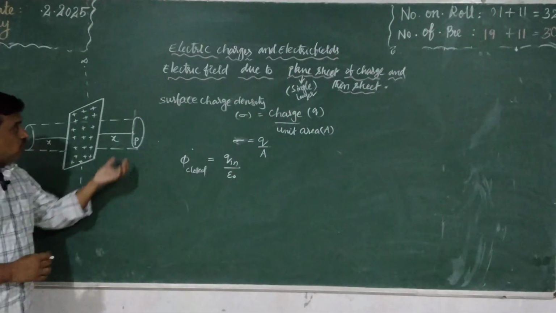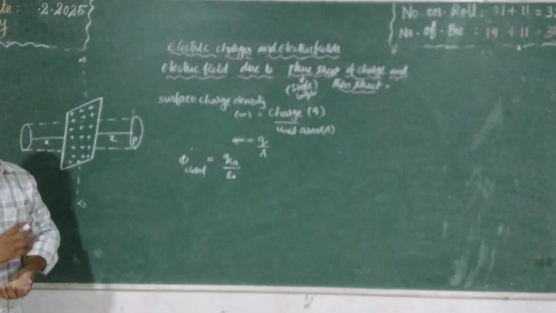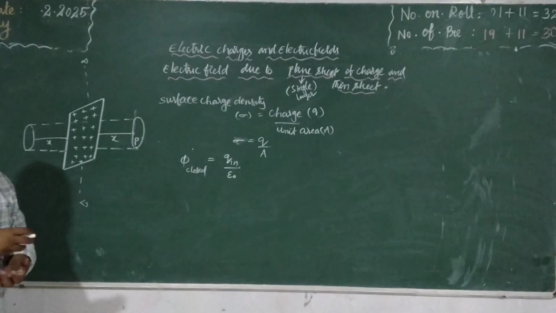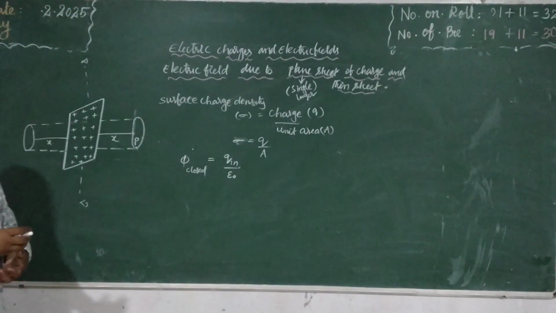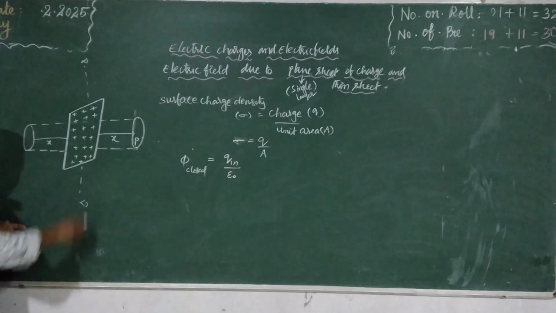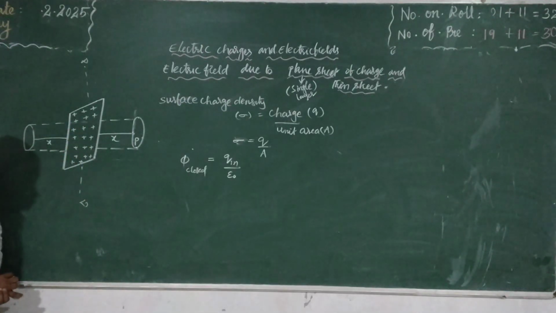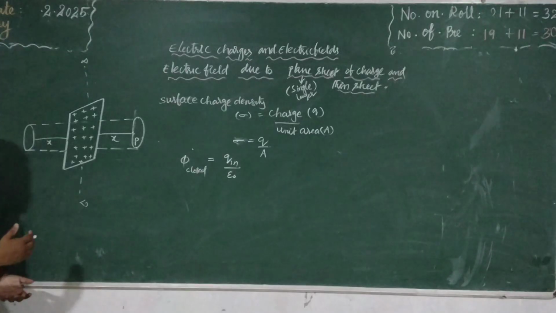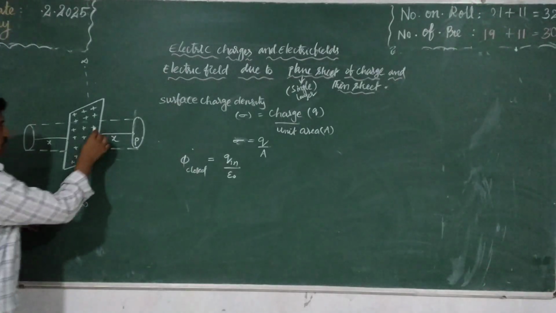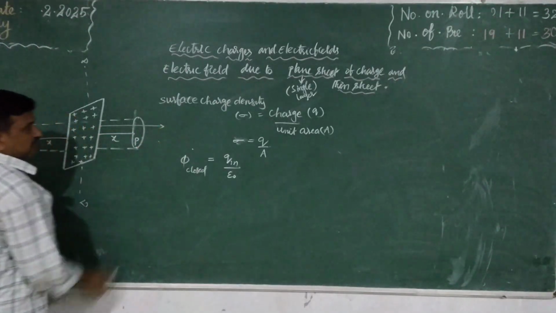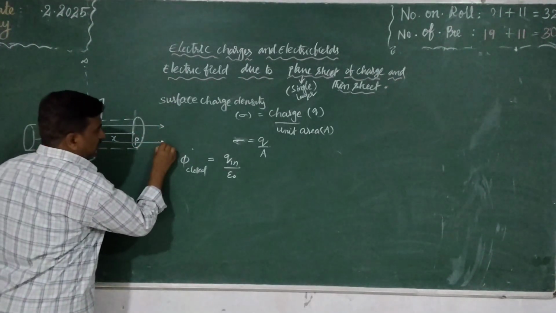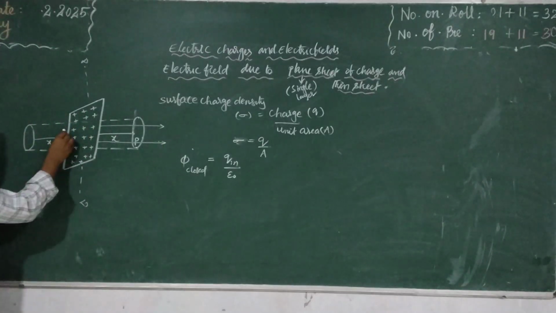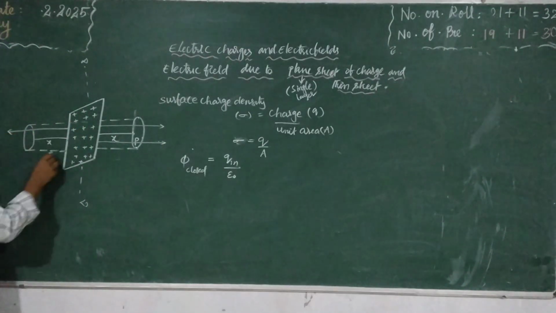In this Gaussian surface, theta means the angle between the electric field and the area vector. For example, this is the positive charge. For a positive charge, the electric field is radially outwards. This is the direction of the electric field. In this one also, it is radially outwards. This is the electric field direction.